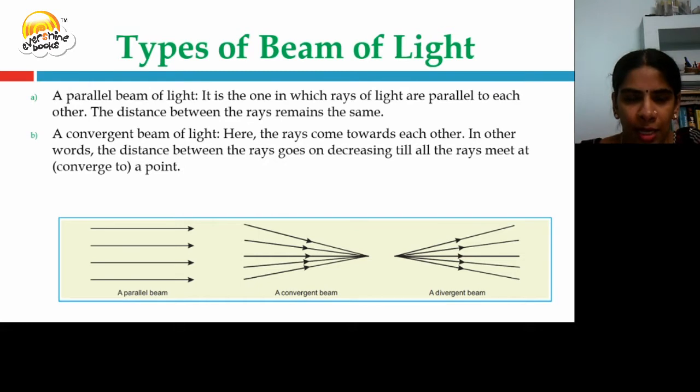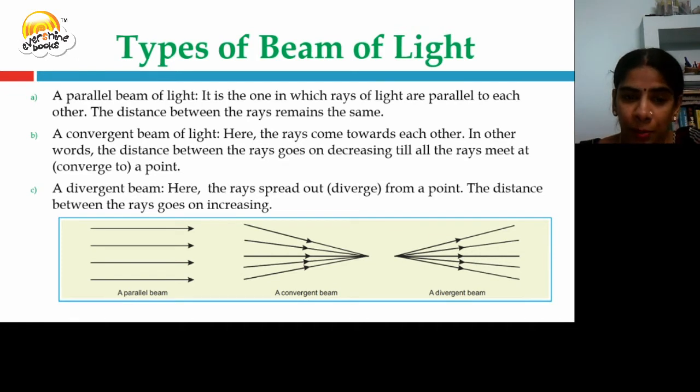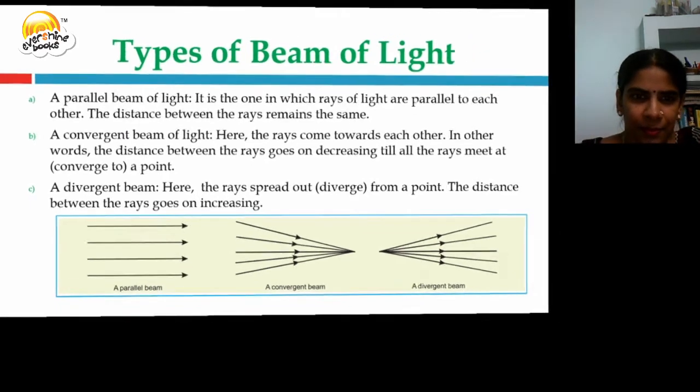Convergent beam of light. Here, the rays come towards each other. The distance between rays goes on decreasing till all rays meet at a point. They are converging, they are joining to form one point. Divergent beam. Here the rays spread out, that is, they diverge from a point. The distance keeps on increasing.